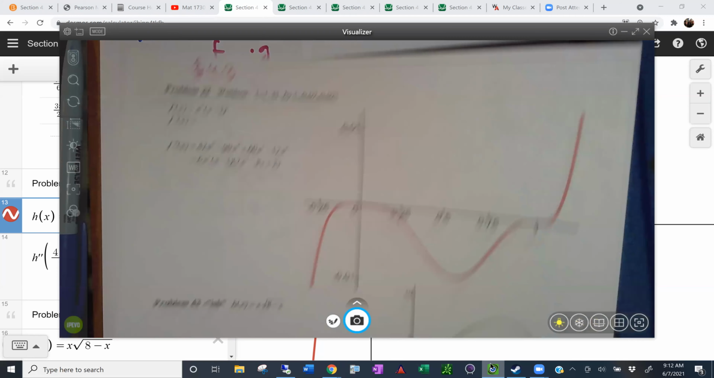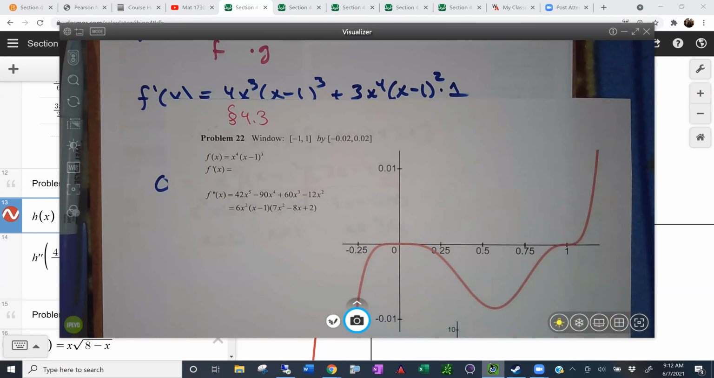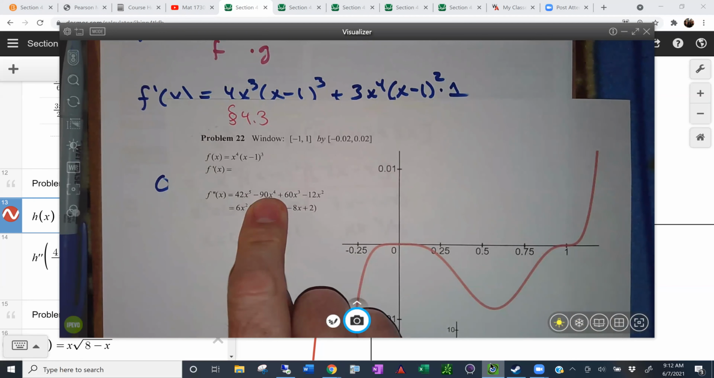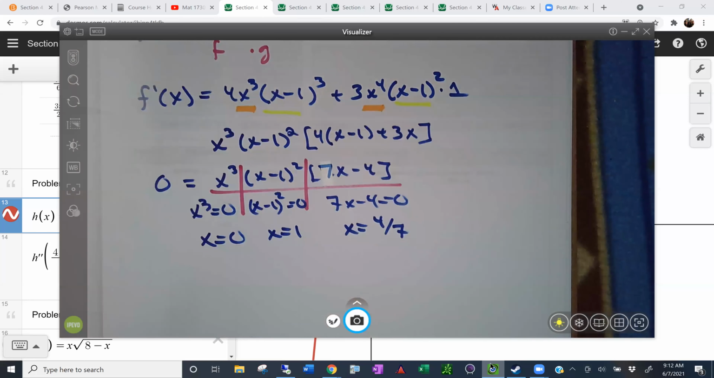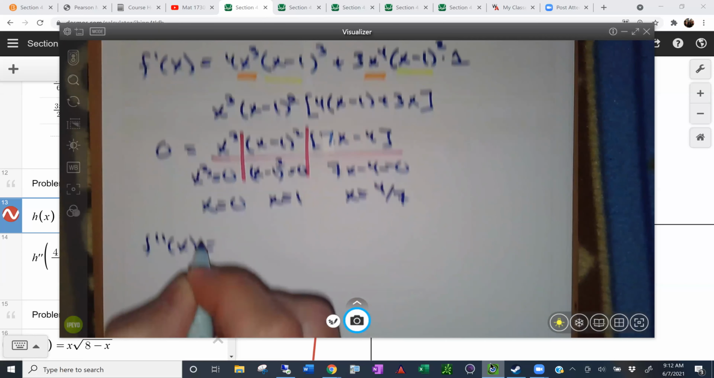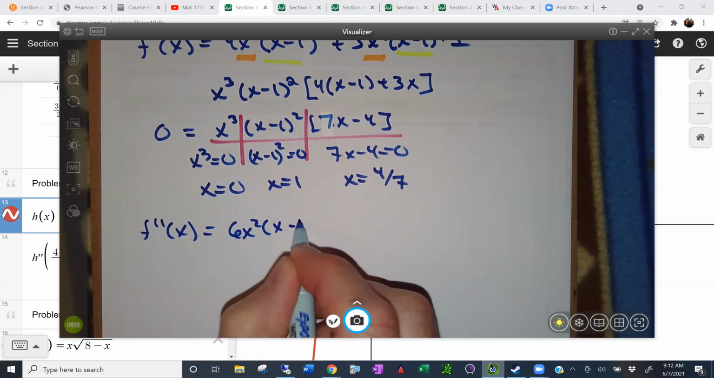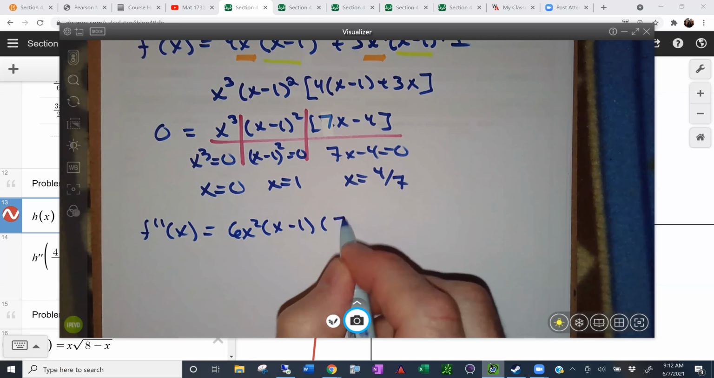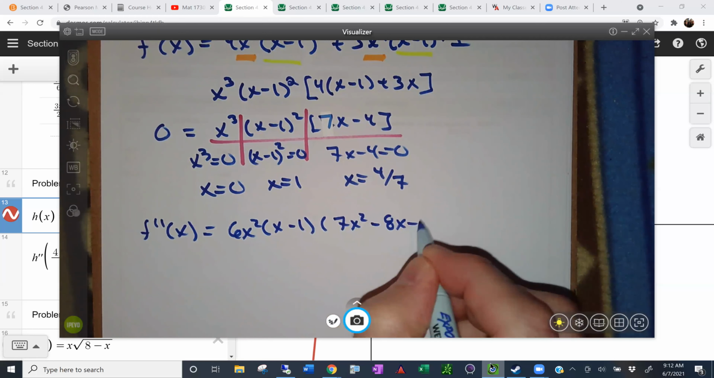Now on your handout, I actually gave you the second derivative because, you know, spending time differentiating and factoring and stuff like that is going to take a little while. So here's the second derivative. We got f double prime of x is 6x squared times x minus 1 times 7x squared minus 8x plus 2.